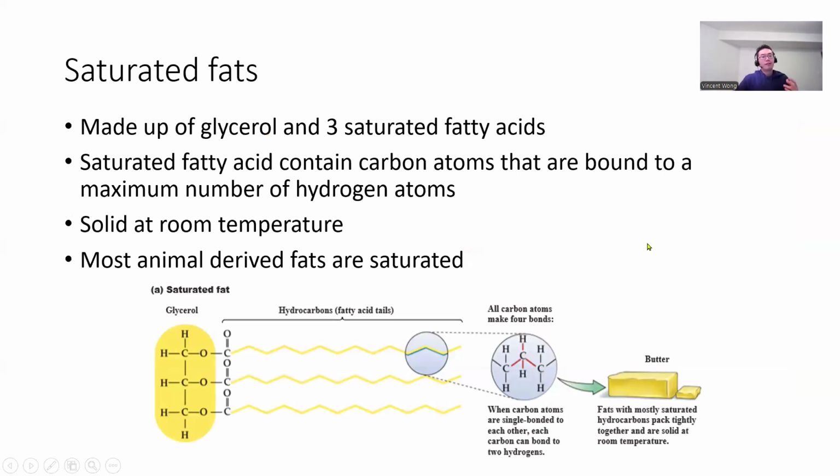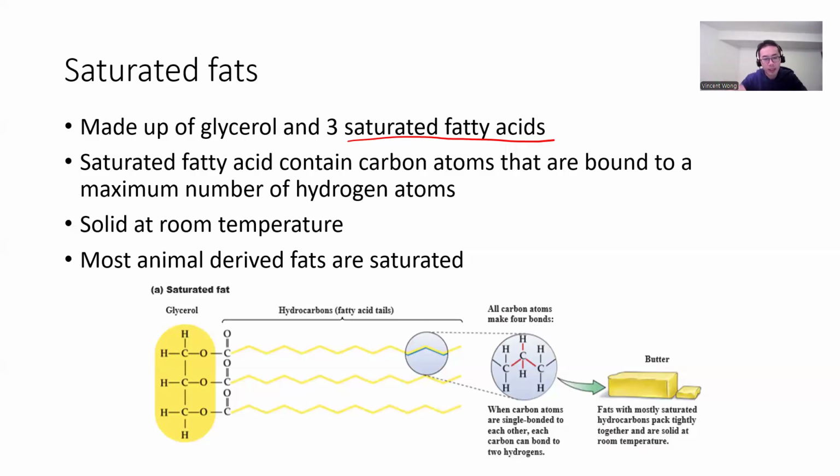Now, when it comes to fat, it depends on what kind of fatty acid it contains. Remember, it has three fatty acids, right? Three of those zigzag tails. Those tails can either be saturated or unsaturated. If all three of them are saturated fatty acids, then the whole fat molecule is called saturated fat. On the other hand, if even one of the three fatty acids is unsaturated, then the whole fat is going to be unsaturated.